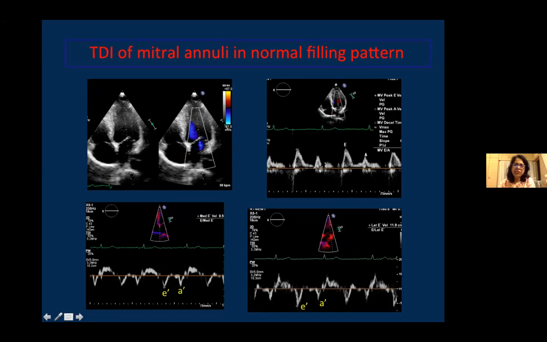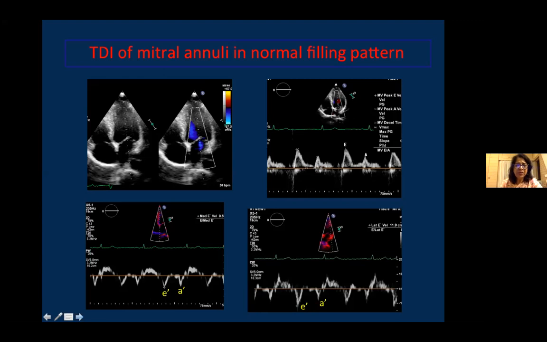E wave was more than A wave, so also E prime is more than the A prime, both at the septal annulus as well as at the lateral annulus. So this is a normal filling pattern. In pulse wave Doppler, E wave is more than the A wave. So also in the tissue Doppler imaging, velocity E prime is more than the A prime, both at the septal annulus as well as at the lateral annulus.